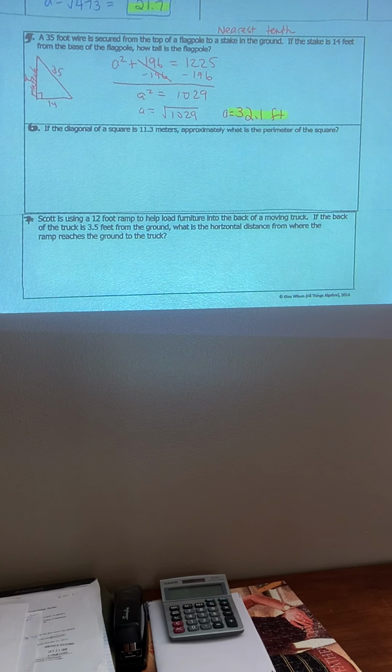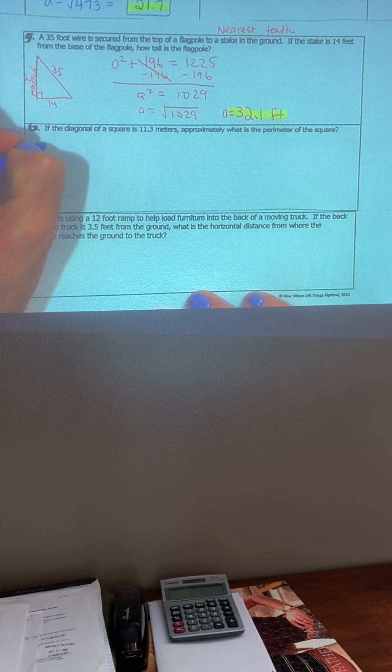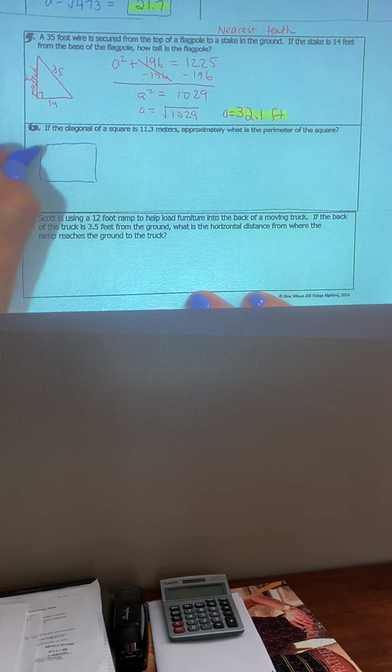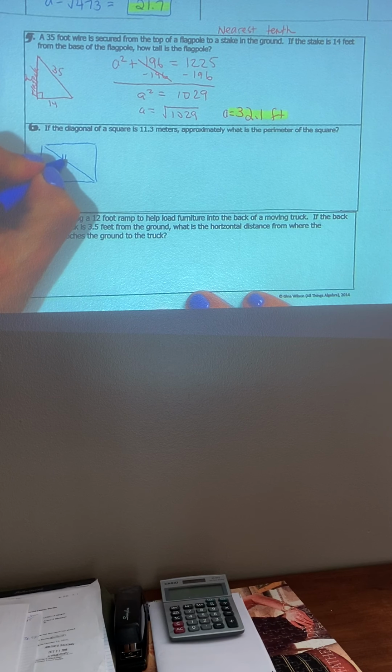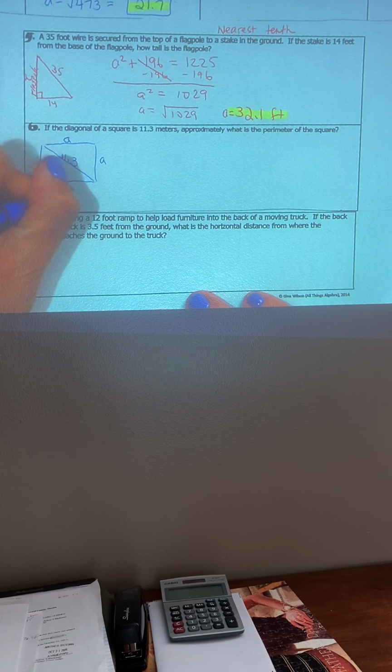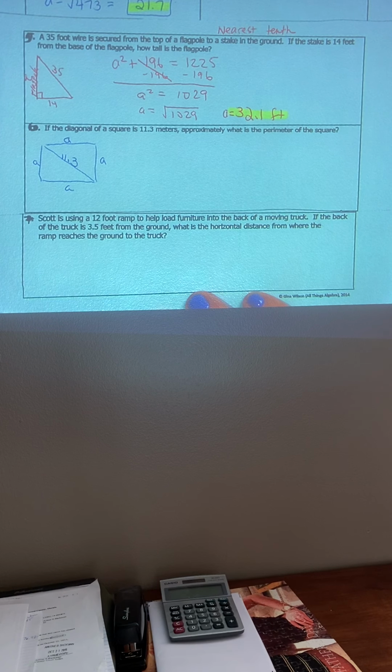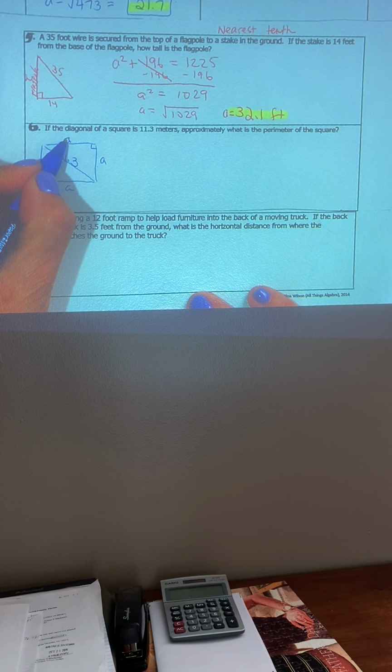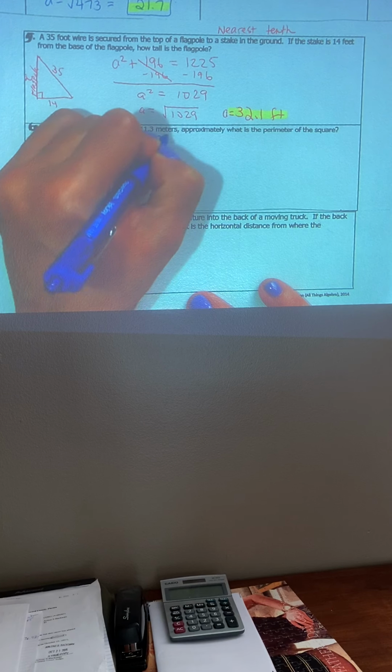The diagonal of a square is 11.3 meters. It's a square, and the diagonal is 11.3. So that means that these all have to be the same, right? What's the perimeter? So how would you figure this out? Obviously I have to do the Pythagorean theorem. So this and this have got to be the same. In order to do the Pythagorean theorem, I need to do this squared plus this squared equals 11.3. So a squared plus a squared equals 11.3.